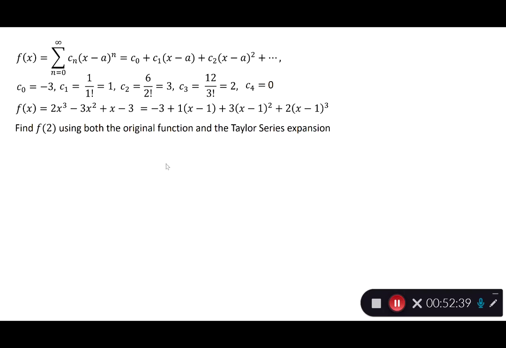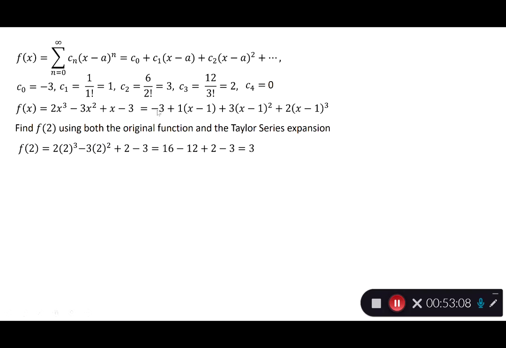And now here is a beautiful thing. I can ask a problem like this: find f of 2 using both the original function and the Taylor series expansion. What's the original function? 2x cubed minus 3x squared plus x minus 3. Can you figure out f of 2 based on that? Of course you can. Plug in 2 for x and you get 3.